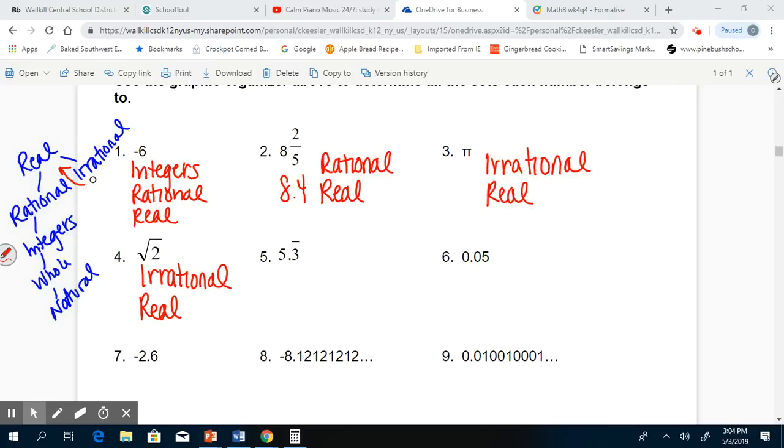Okay, next we have 5.3 repeating, which hopefully you remember from earlier in the lesson. We talked about how repeating numbers can be turned into fractions. And hopefully you remember that I said if it's one digit repeating, it can go over 9. So this is 5 3/9, which some of you know as 5 1/3, because 3/9 can be simplified to a third. That is a ratio, therefore it is rational. And if a number is rational, once again, it is also real.